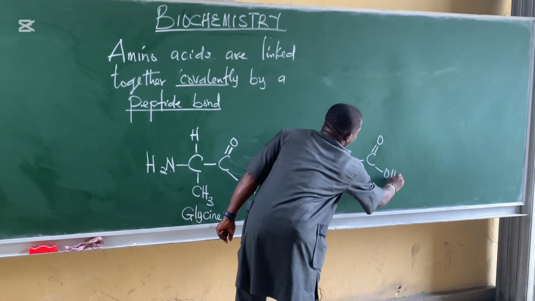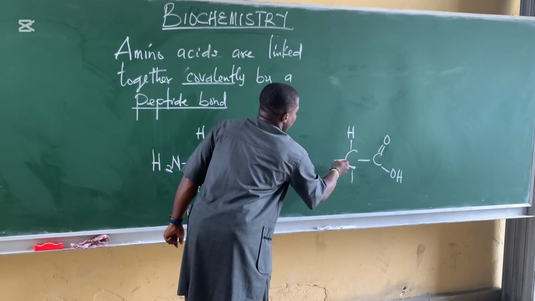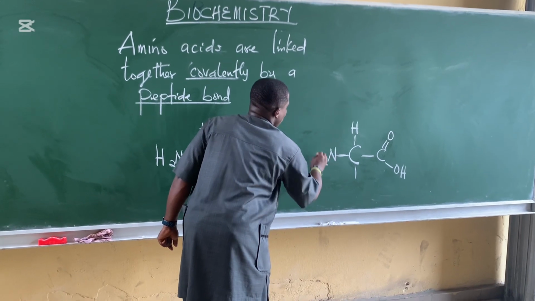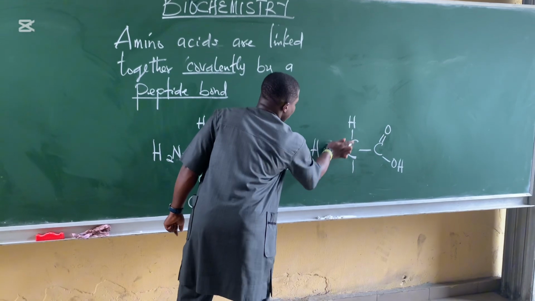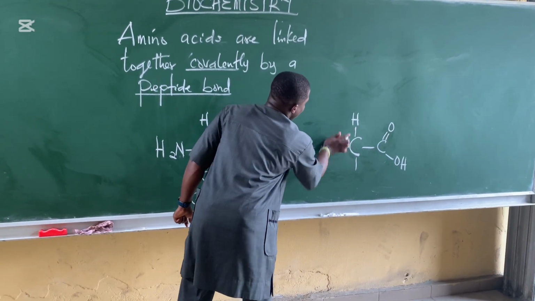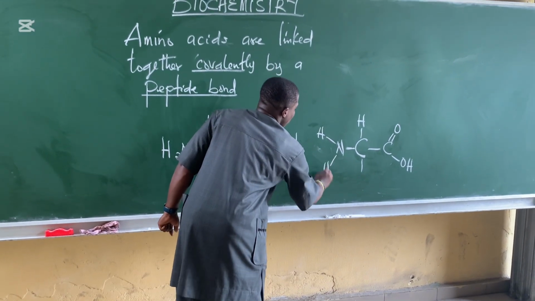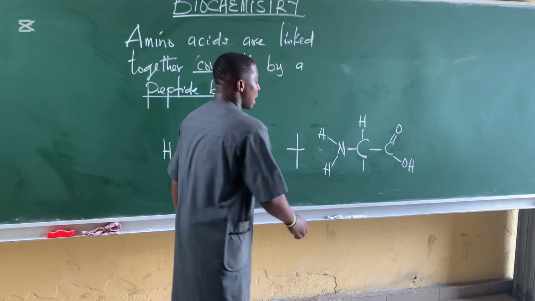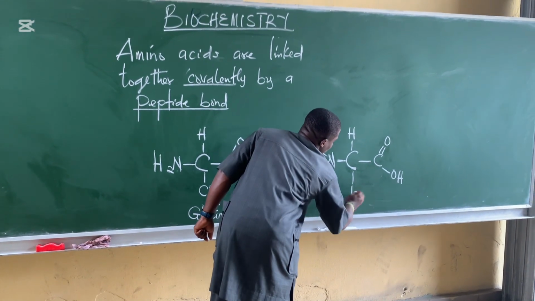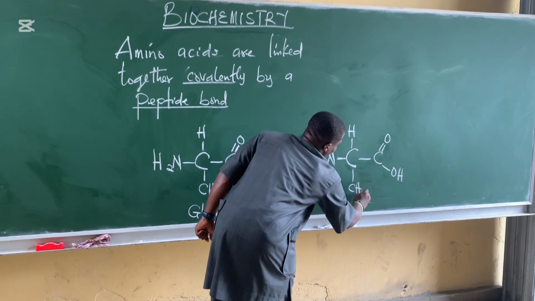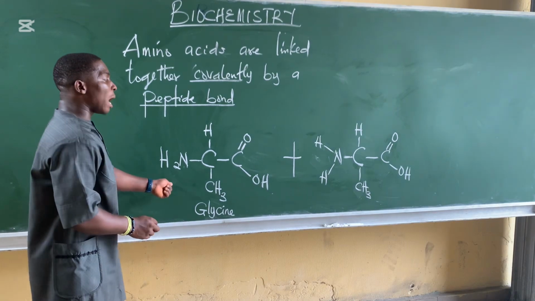This is COOH. Up, we have hydrogen. Beneath, we have NH2OH. Let me show the structure, the bonding of this. This is nitrogen bonded to 2 hydrogen atoms. This is the structure of this. And beneath, we have just hydrogen or CH3, another glycine. Now look at this. We have 2 amino acids.